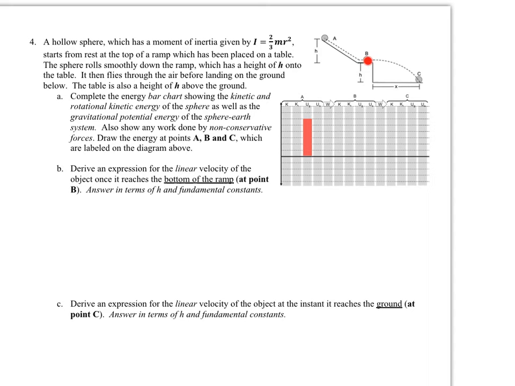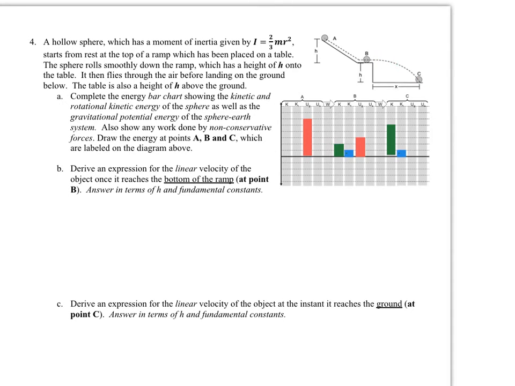When it gets to B, it actually dropped the height of h, but it's still a height of h above the ground, so it'll have half as much gravitational potential energy here, and that gravitational potential energy will have been converted to linear kinetic energy, as well as rotational kinetic energy. It's going to be both moving and rolling.